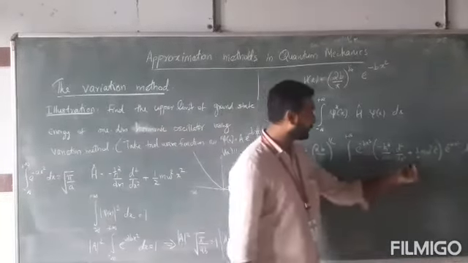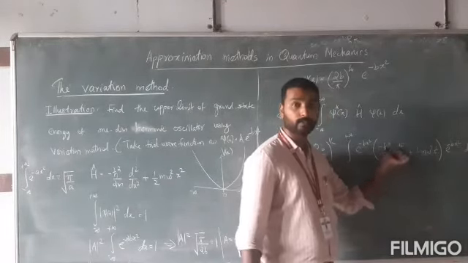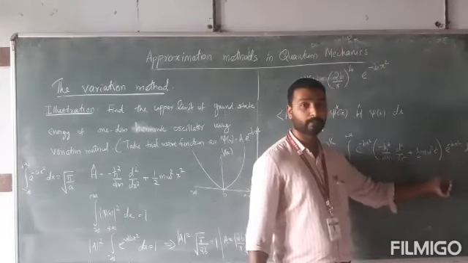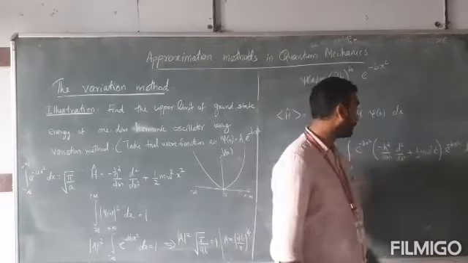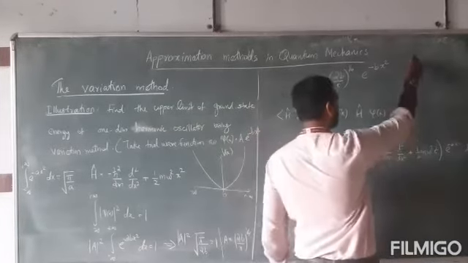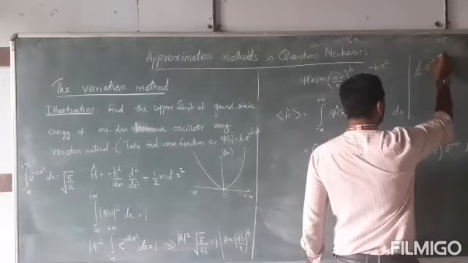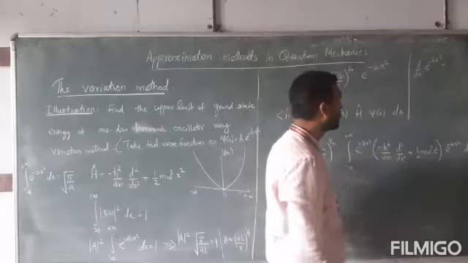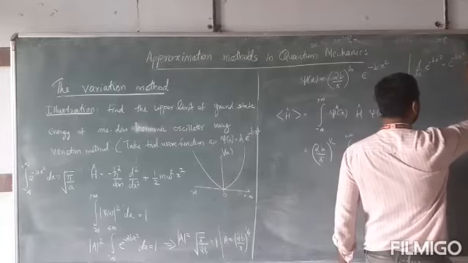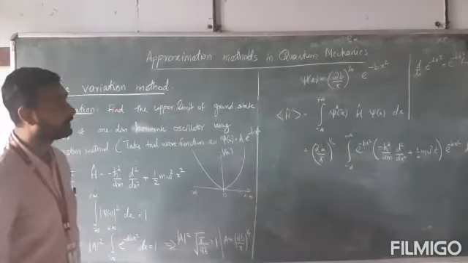Now I can split this into two integrations. One is the term containing minus h bar square by 2m d square by dx square. The second integration would be the term containing half m omega square x square. Now what would be d square by dx square, the second derivative of e raised to minus bx square? First we can find the first derivative: d by dx of e raised to minus bx square is e raised to minus bx square into minus 2bx.